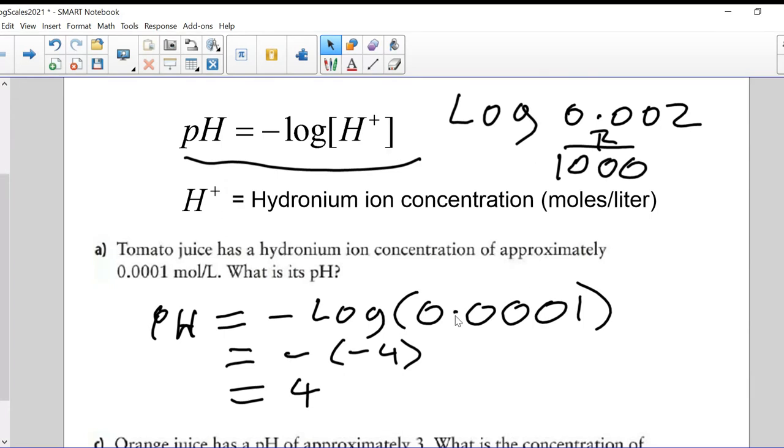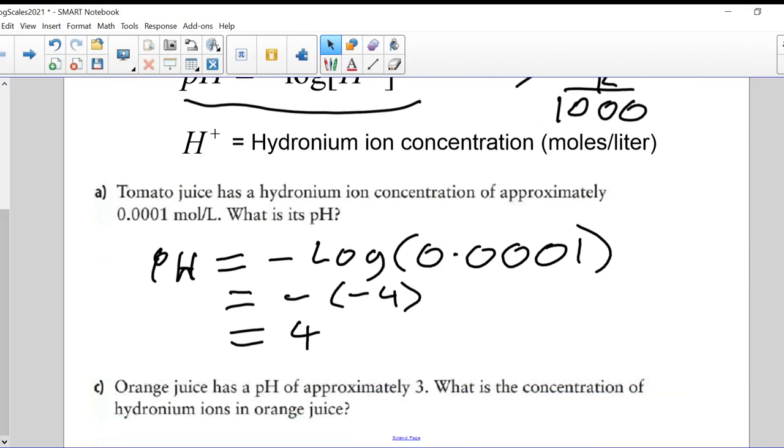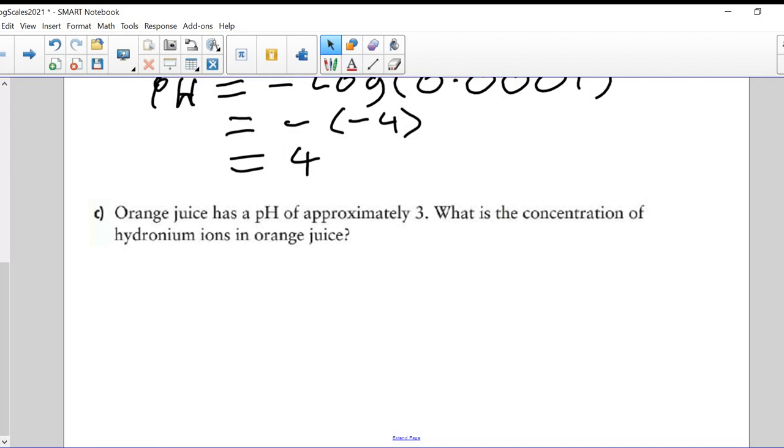So there you go, folks. That's the first calculation, a very simple calculation. All we have to do is put it into the formula, and you have an answer. On the other hand, what if you wanted to find the concentration of hydronium ions in orange juice? Well, they're telling you that it has a pH of 3.